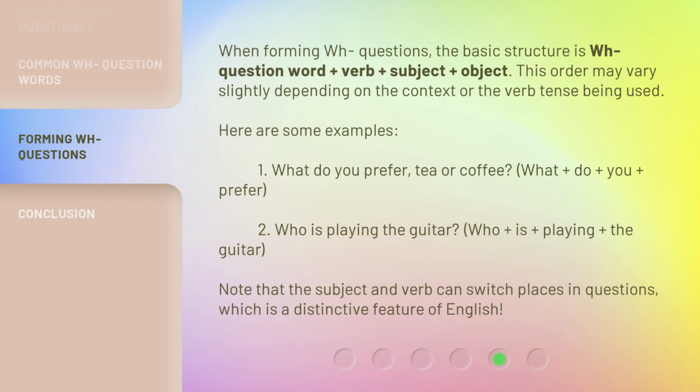When forming WH questions, the basic structure is WH question word plus verb plus subject plus object. This order may vary slightly depending on the context or the verb tense being used. Here are some examples. 1. What do you prefer, tea or coffee? What plus do plus you plus prefer?